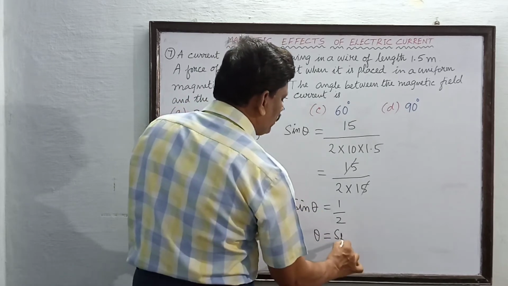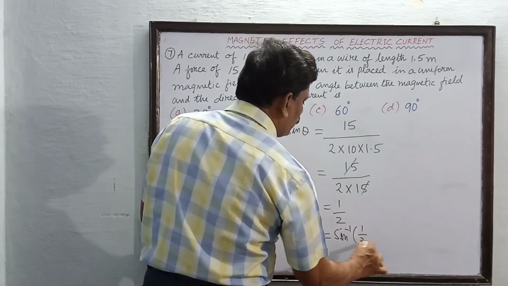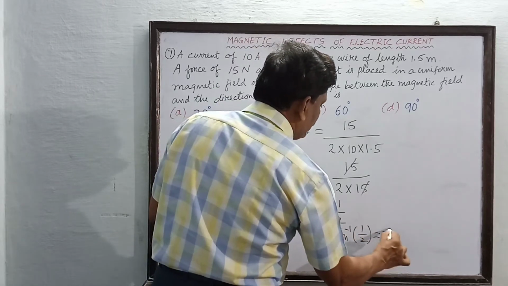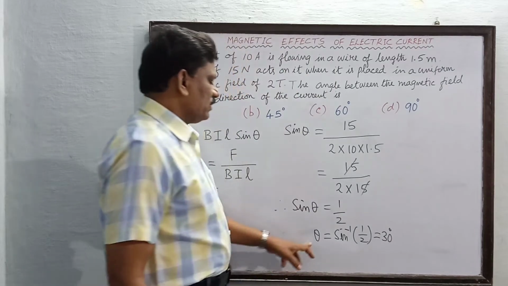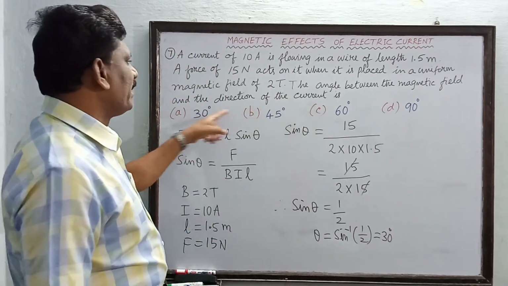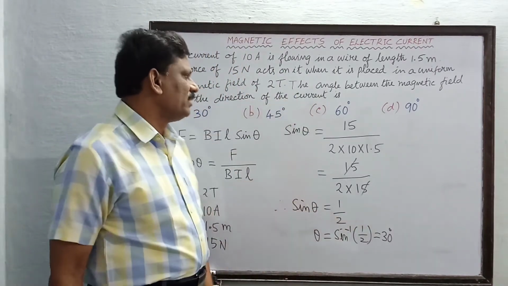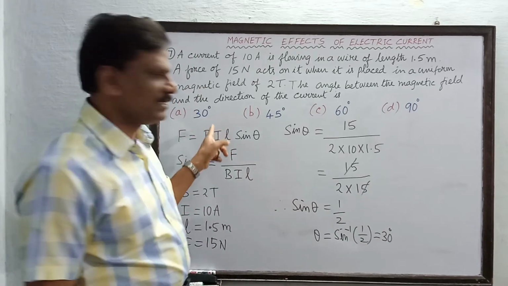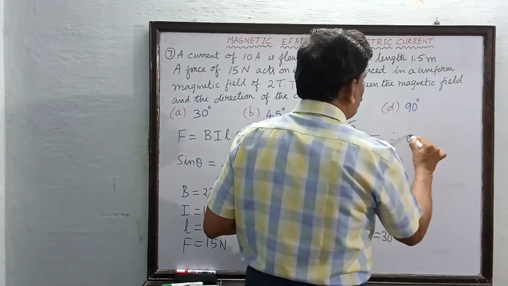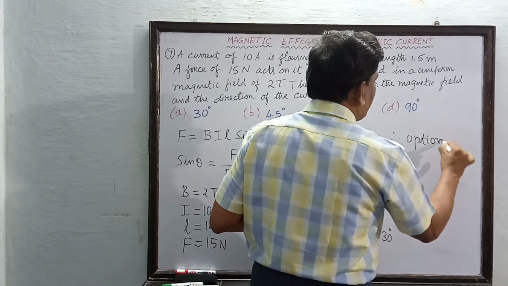Theta is equal to sin inverse of 1 by 2, and that is equal to 30 degree. So the angle between the magnetic field and the direction of the current, theta, is equal to 30 degree. So option A is the correct answer.